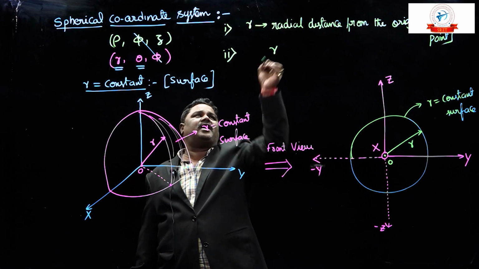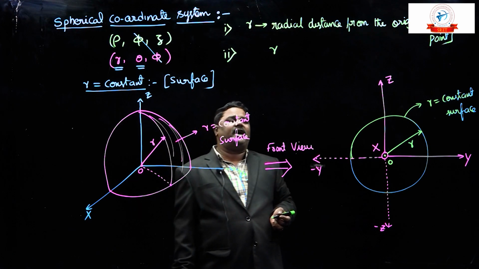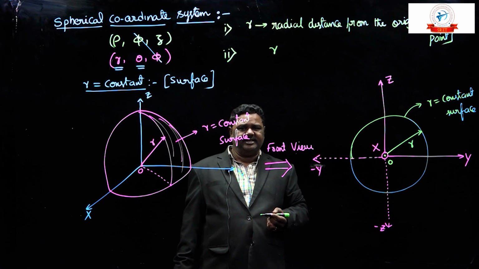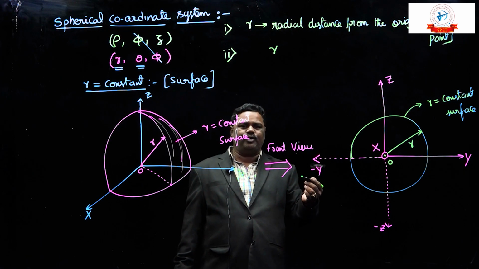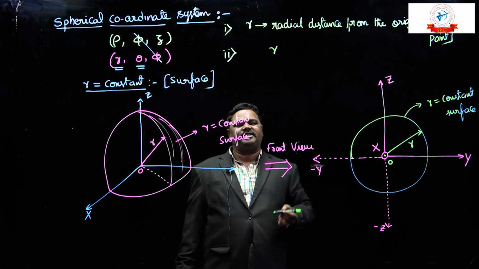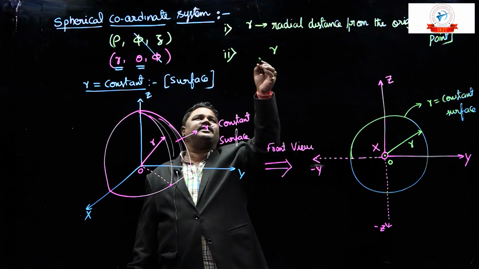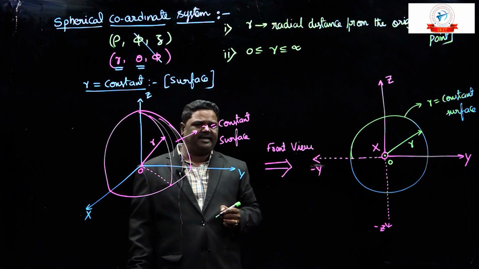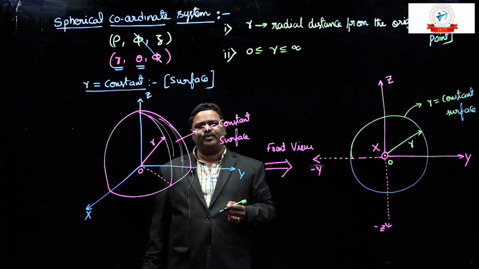Second point: what is the range of the r coordinate? I said r is a radius, a radial distance or simply distance. Distance or radius both are positive values, so r is a positive value. So what is the range of positive values? 0 to infinity. So the r coordinate ranges from 0 to infinity.